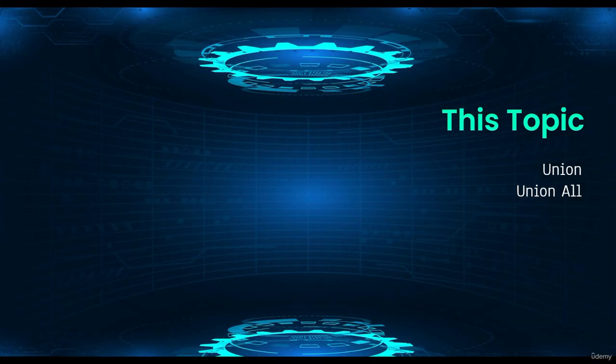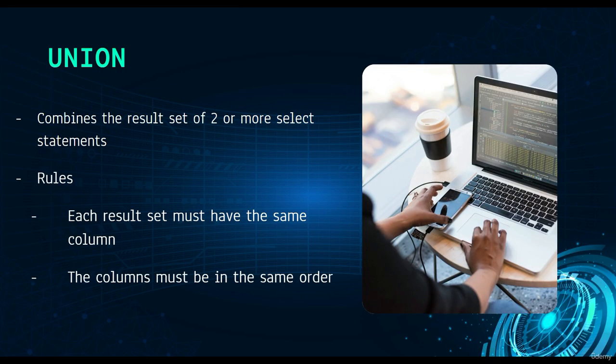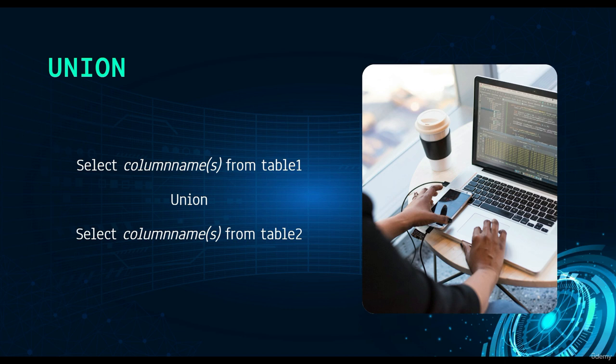Okay, so now we're going to look at union and union all. Union is used to combine the results of two or more select statements. Both select queries must have the same columns in the output, and these columns must be in the same order. Union will remove duplicate records from a query, while union all would include them. You can see in the syntax here how union is used when writing a query.